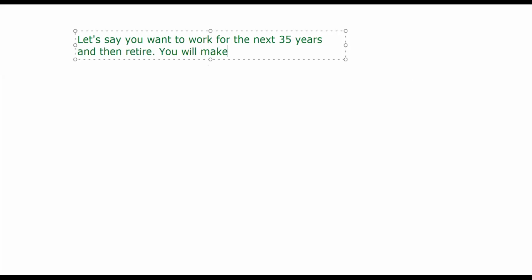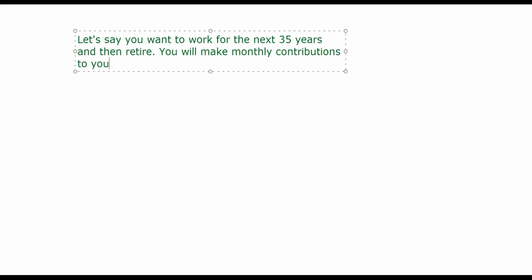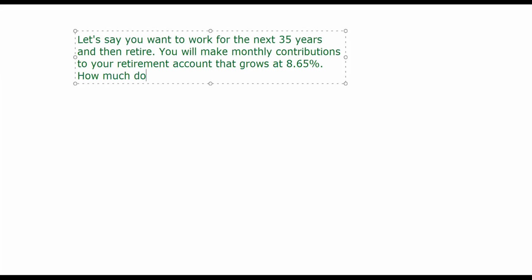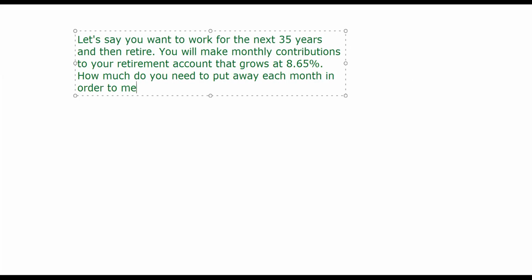You will make monthly contributions to your retirement account that grows at 8.65%. How much do you need to put away each month in order to meet a goal of you want to retire with $4 million? Because you think, hey, if I've got $4 million in 35 years, I can retire and then I can live the rest of my life afterwards on that.